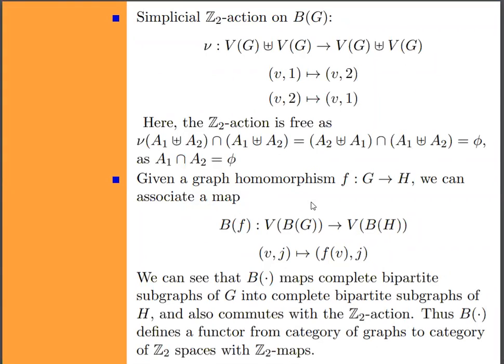We also mention that B is a functor from the category of graphs to the category of simplicial Z2 complexes with simplicial Z2 maps. Given a graph homomorphism f, B of f is defined in the obvious way: (v, j) goes to (f of v, j). This gives us a simplicial Z2 map. Thus, this defines a functor. By composing this with the geometric realization functor, we can get a functor from the category of graphs to the category of Z2 spaces.